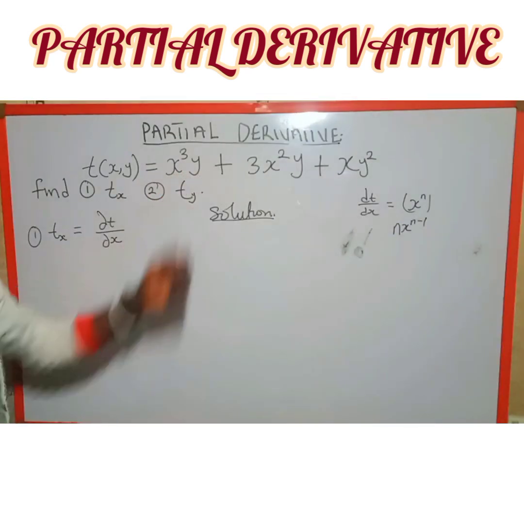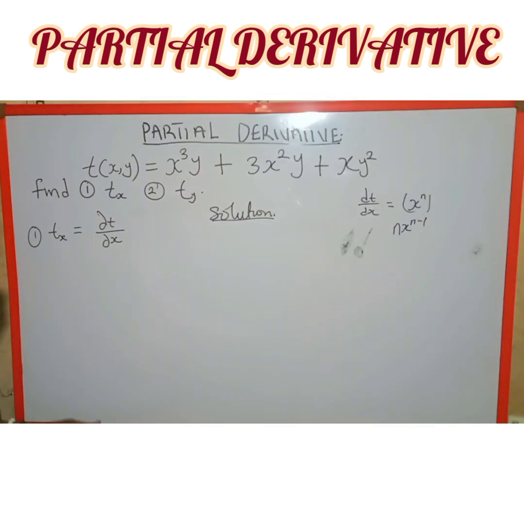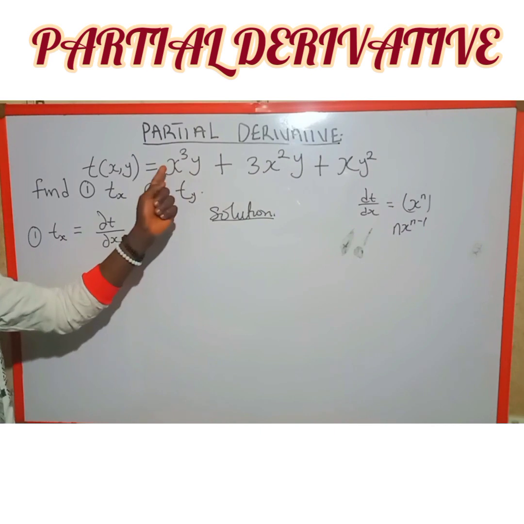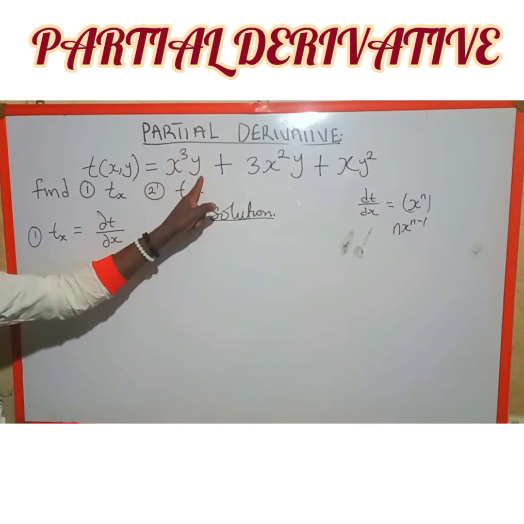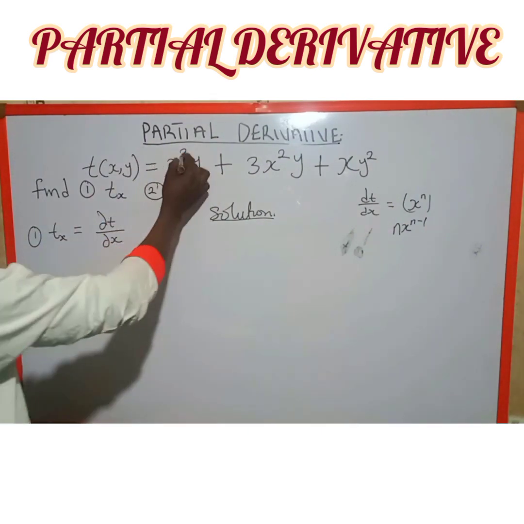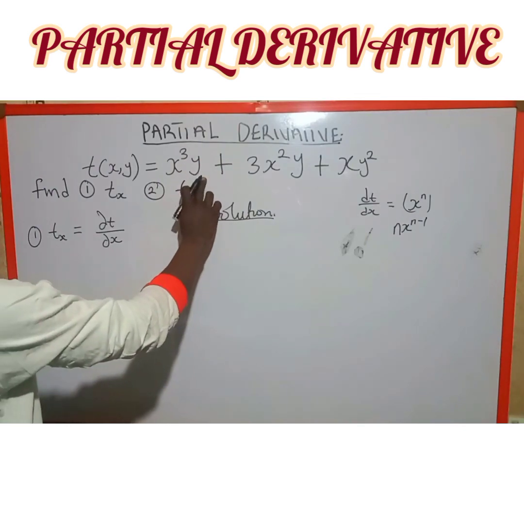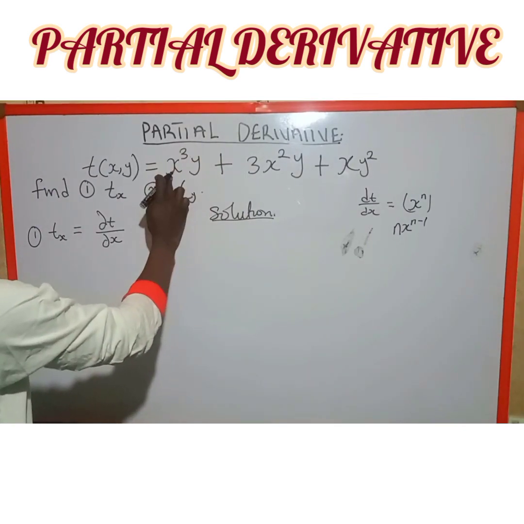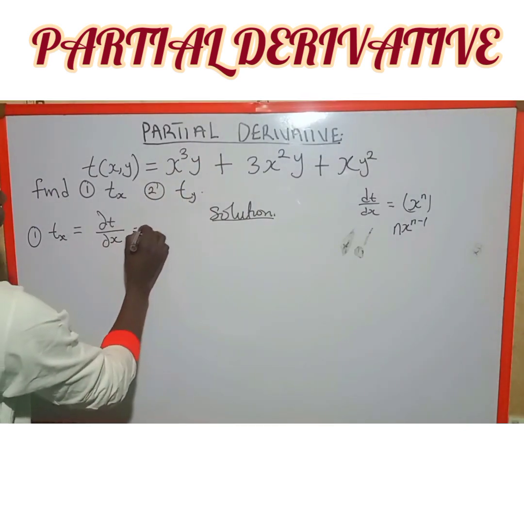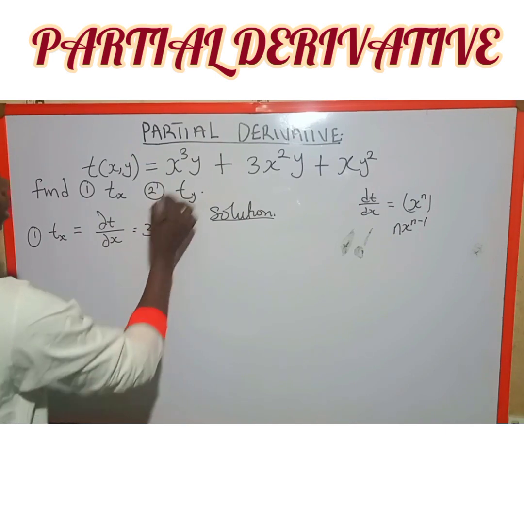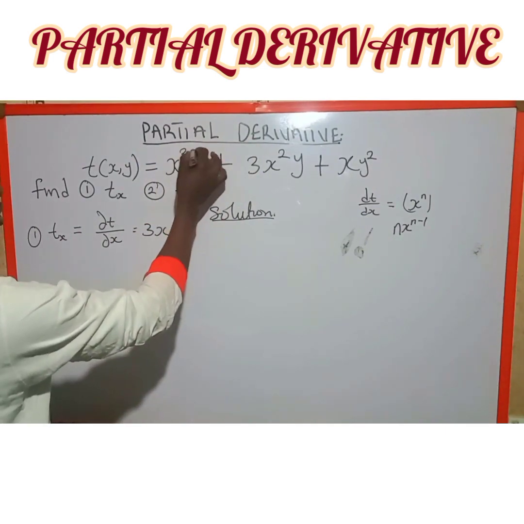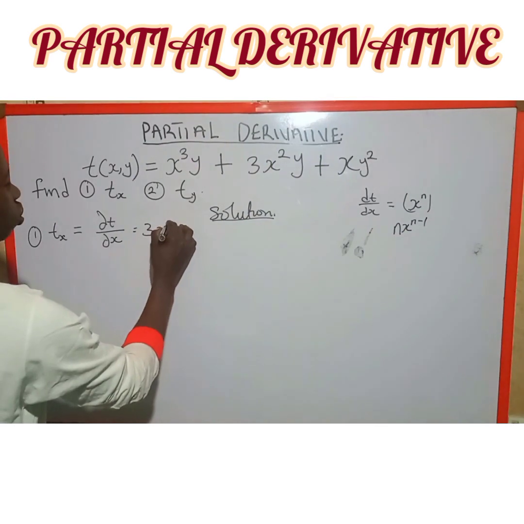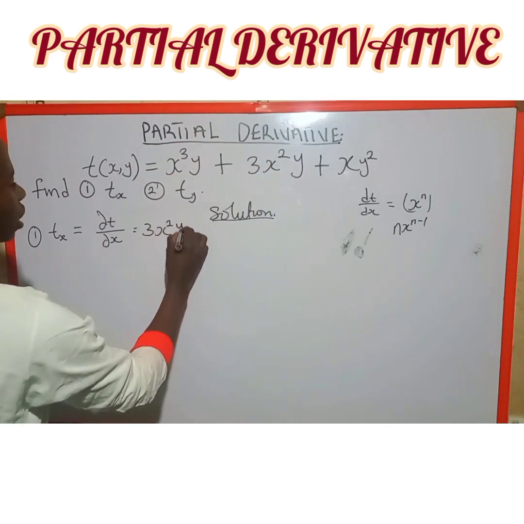So differentiating s, keeping y as constant. From the first term, you have s cubed and y. So we differentiate this s and keep y constant. 3 multiplied by s, you have 3s. Then you take away 1 from the 3, 3 minus 1 gives me 2. Then you keep y as constant.